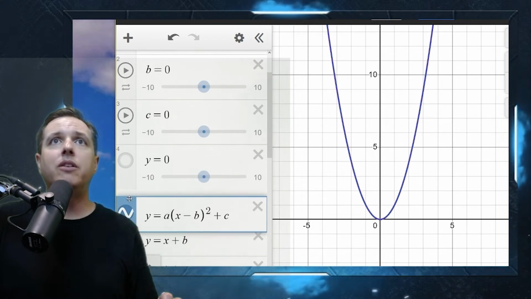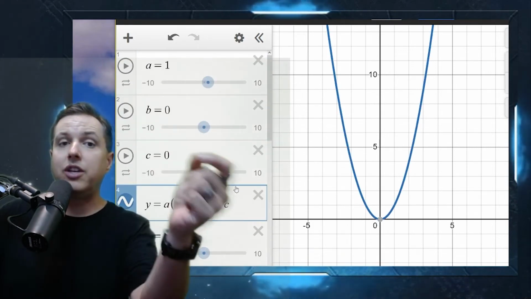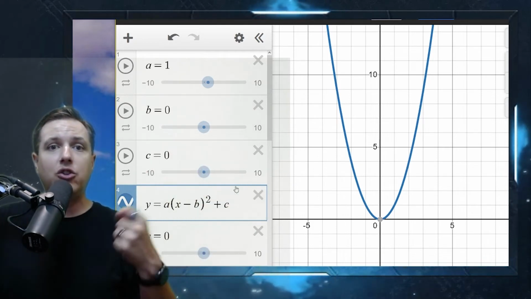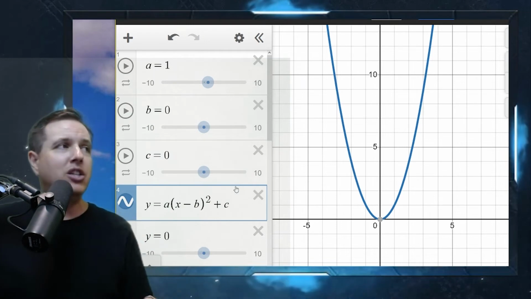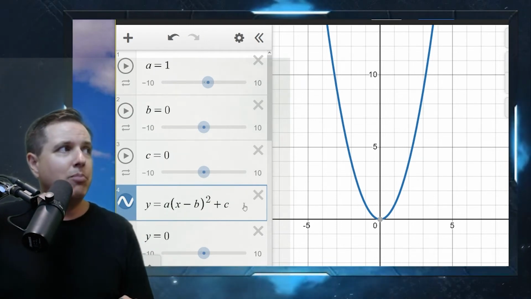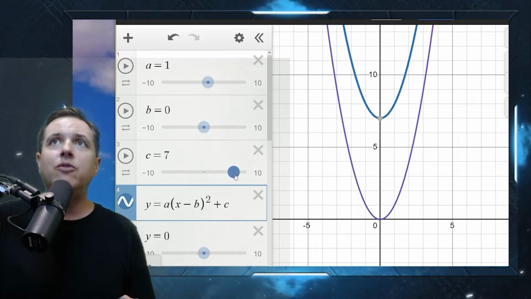And I put it up here. And then you can watch as I change these A, B, and C values. So this is what you should do when you're trying to learn these transformations. Put it in Desmos, play around with it, and you'll see what each thing does. So when we just have a plus C on the end, how does that affect my parabola? Oh, it moves it up and down.